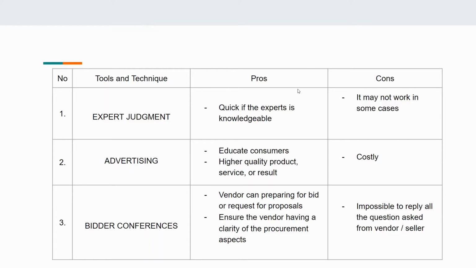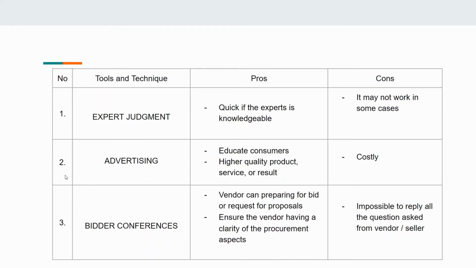The pro of using the expert judgment technique is that it's really quick, if the expert is experienced and knowledgeable. But the drawback is that it may not work in some cases because it's subjective.